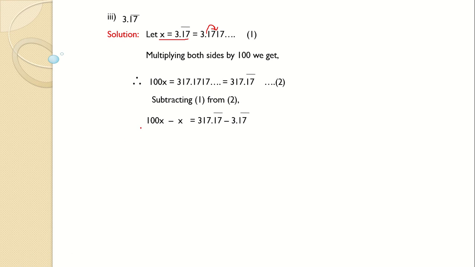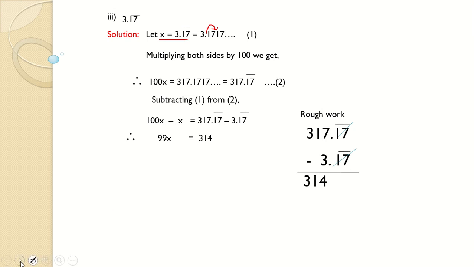So 100x minus x is 99x. I've shown the subtraction here, the 17 gets cut, and that will be 314, and 100x minus x is 99x is equal to 314. So therefore x is equal to 314 upon 99, and therefore in place of x we substitute: 3.17 bar is equal to 314 upon 99. This is the final answer, and you can put this in the box like this.